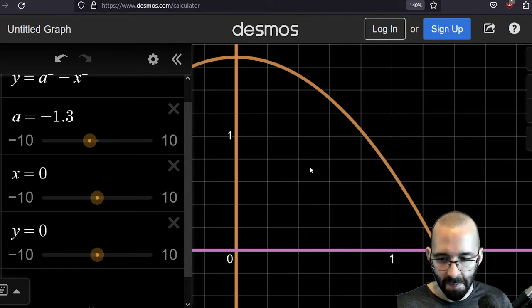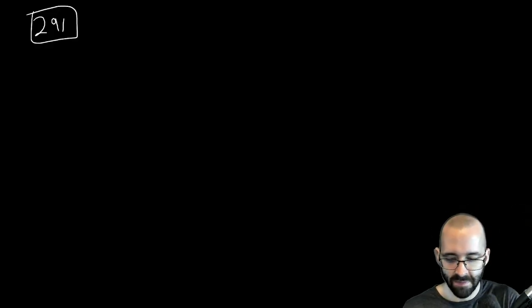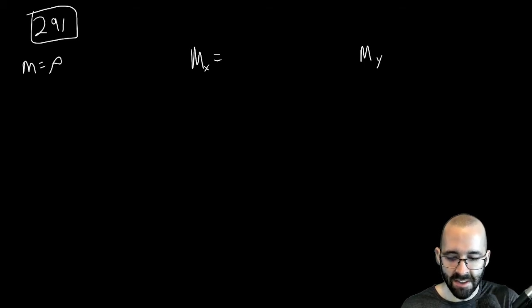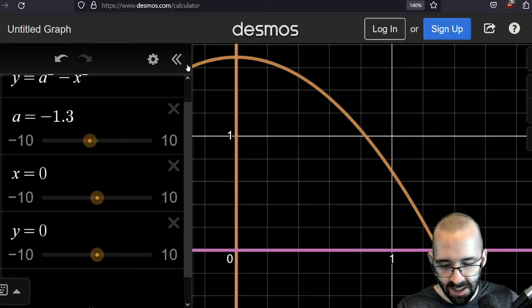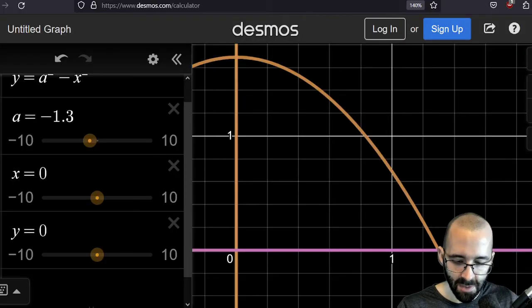Let's calculate it. We're going to calculate it just like we've been doing. So we need the mass. We need the first moment with respect to the x-axis. We need the first moment with respect to the y-axis. The mass is going to be the density times the integral. Actually, does it just say centroid? No, it does want center of mass. Okay.